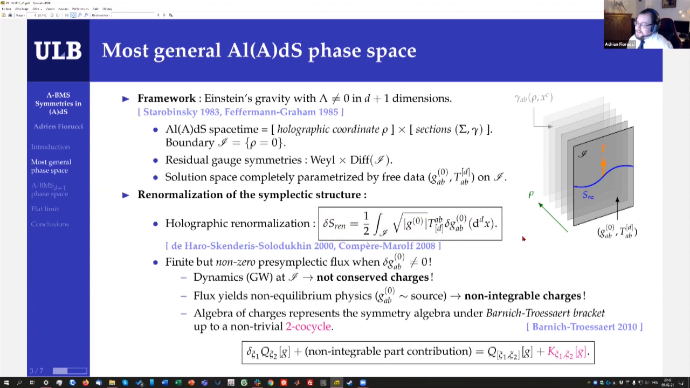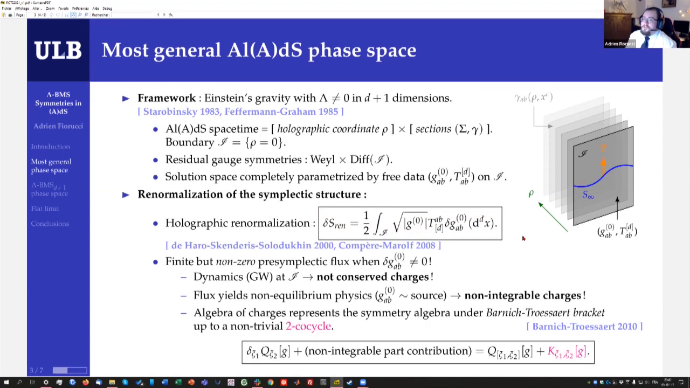But in fact, here you have no assumption on the flux that goes through the boundary. So in general, you will get non-conserved charges. And also, this flux will yield some non-equilibrium physics in which you can see the boundary metric as a source. And so you cannot expect the charges to be integrable. And indeed, the charges are not integrable.